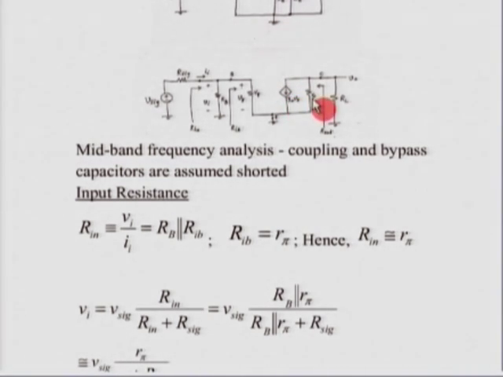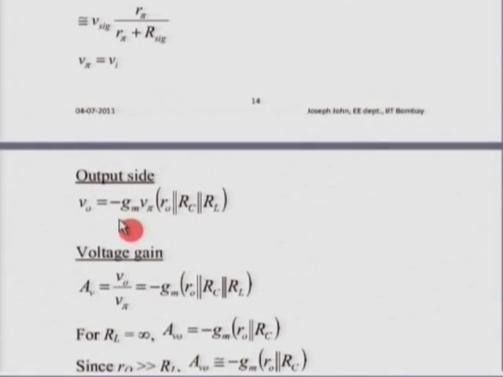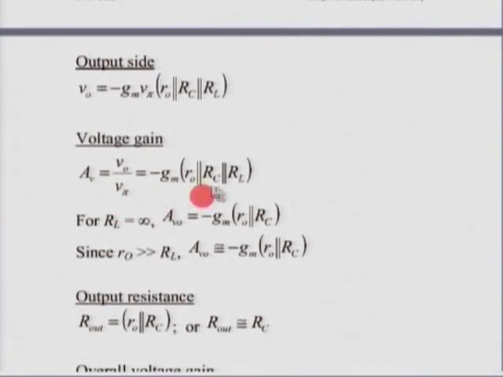here times R naught. I have not shown R C here, so there should have been an R C also here. So, R naught parallel R C parallel R L, and with a minus sign, because the current is flowing away from the output towards the ground. So, the output voltage is minus of gm V pi into R naught parallel R C parallel R L. Now, the voltage gain A V with load would be V out by V pi or V out by V I, which is nothing but minus of gm R naught parallel R C parallel R L.